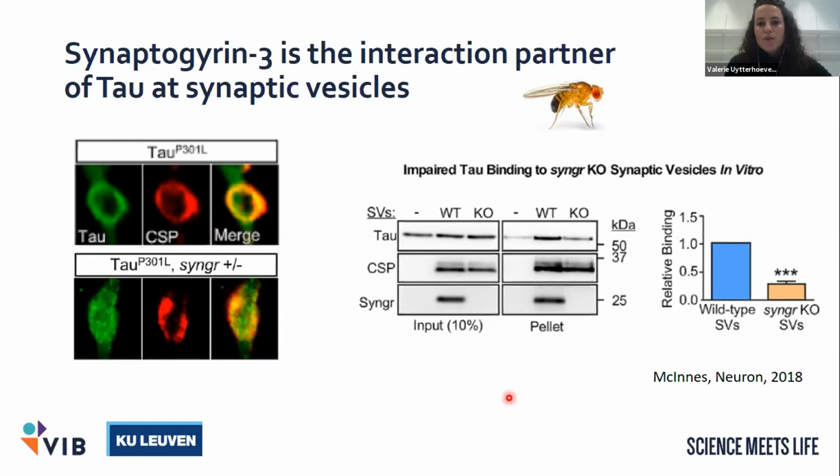And also with the co-sedimentation assay, we performed again this assay with purified synaptic vesicles from flies that are a knockout for synaptogyrin 3. And we see that less tau protein co-sediments with the synaptic vesicles.